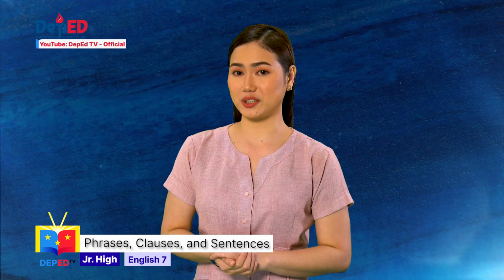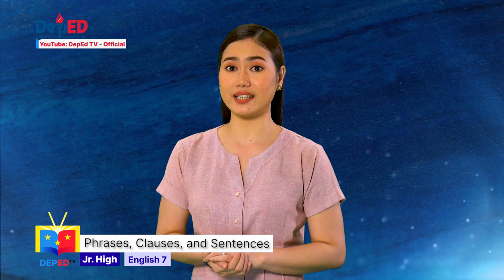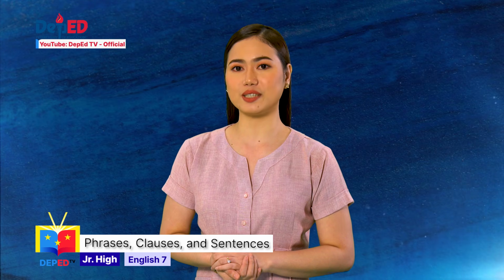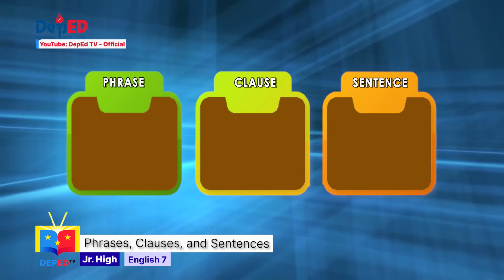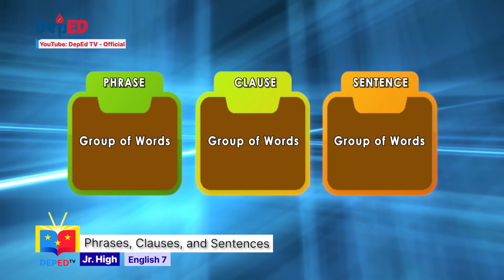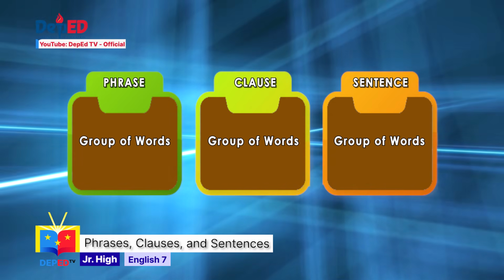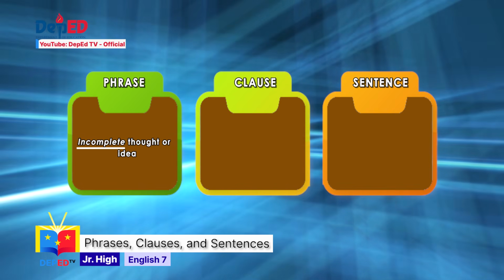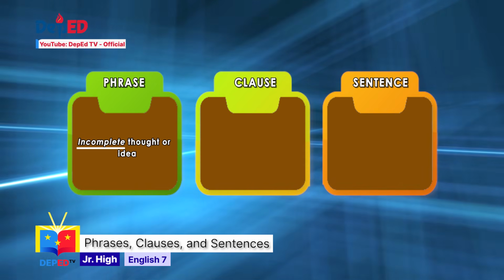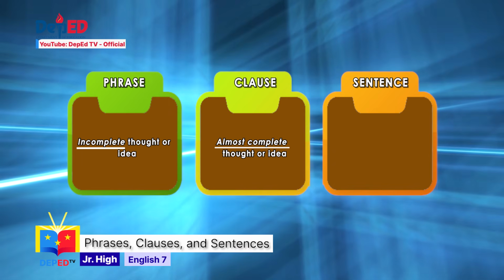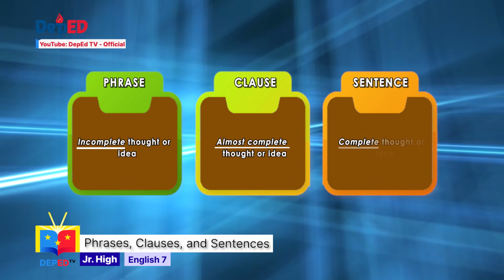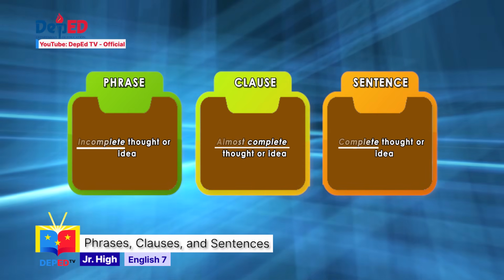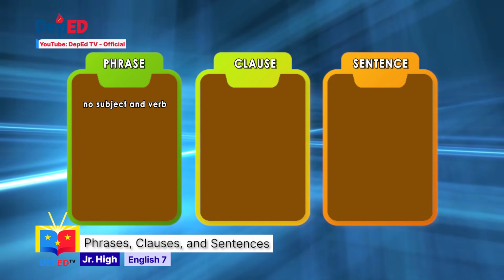Let's begin this session by reviewing what we discussed during yesterday's episode. I want you to focus your attention on the ideas presented in this table. Phrases, clauses, and sentences are all made up of groups of words. A phrase has an incomplete thought or idea, while a clause has an almost complete thought or idea. A sentence has a complete thought or idea. A phrase has no subject and verb.